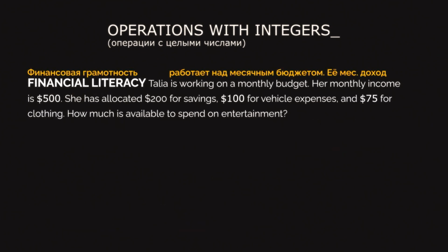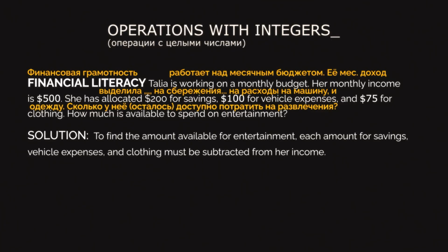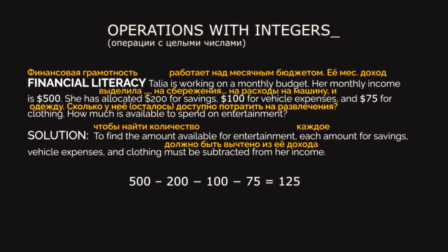Financial literacy. Talia is working on a monthly budget. Her monthly income is $500. She has allocated $200 for savings, $100 for vehicle expenses, and $75 for clothing. How much is available to spend on entertainment? Solution. To find the amount available for entertainment, each amount for savings, vehicle expenses, and clothing must be subtracted from her income. So Talia has $125 to spend on entertainment.